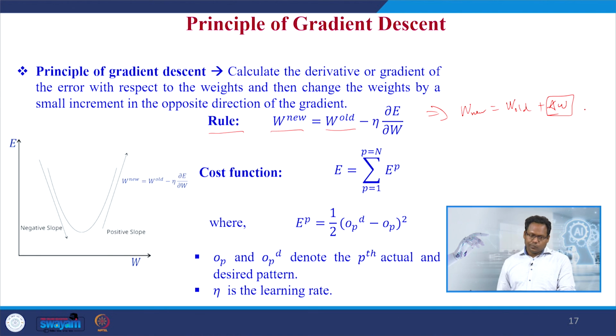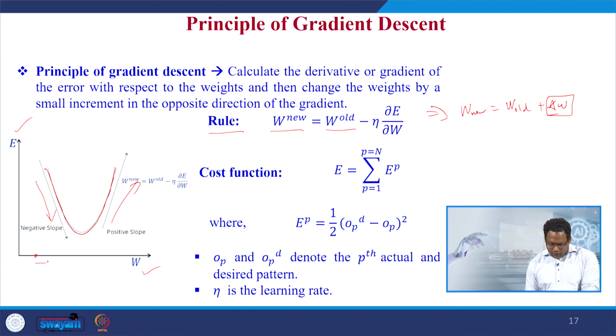So, in this profile between the error function and the weight vector, we need to find the optimal weight vector where the error function is minimized. So, we have here the negative slope and the positive slope in this direction. So, when we are here, we have to increment delta W positively. When we are here in the W, let us say initial W is here, then we have to go towards this point for this optimal value, and hence delta W here is decremented.